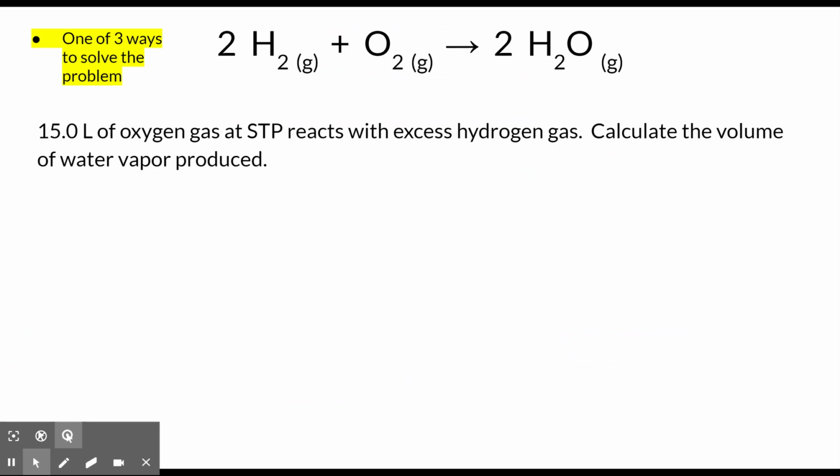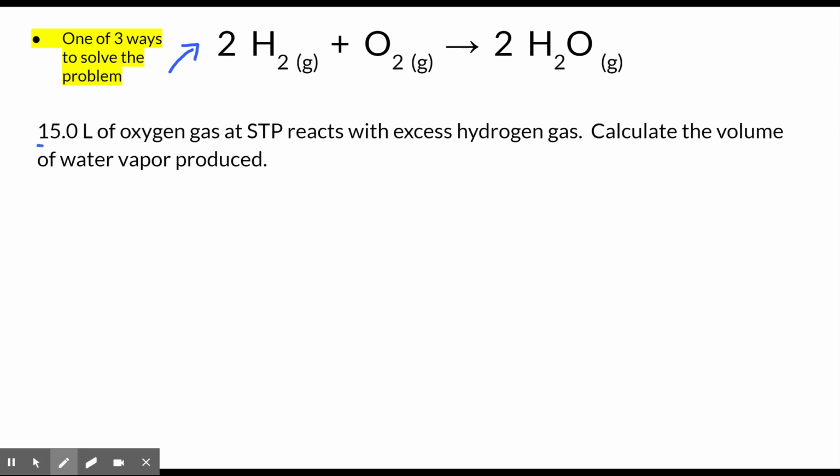So, in all of these problems we're about to do, we're just going to use this very simple balanced chemical equation. I do mean balanced. You have to balance the equation if the chemical equation given is not balanced. But we're going to use this chemical equation in our stoichiometry today.